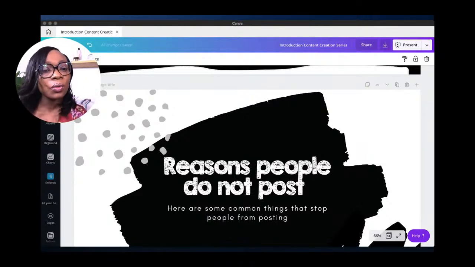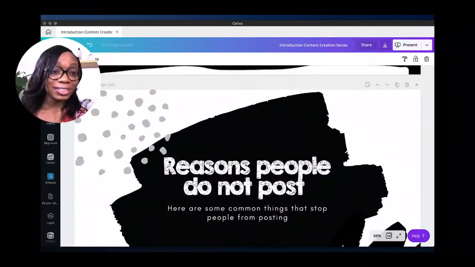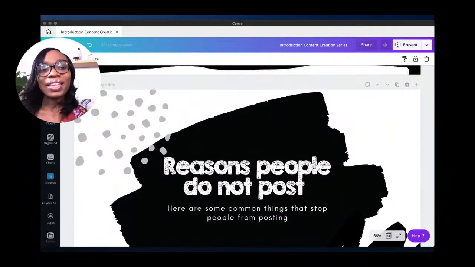Another reason that someone gave me was I don't know how to design graphics. That's a genuine reason not to post, not knowing how to design graphics. But clarity comes before design. So once you have clarity of message, it's easier for you to think about ways you can design it. So clarity comes first before we go to design.